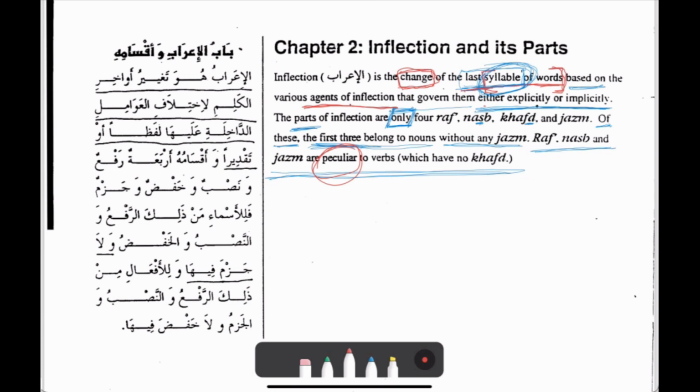Barakallahu feek. Okay, so we need to add those words to the roster. So it means that if we're going to implement these words here, then we need to take note that rafa', if we're going to translate it, it's going to translate this way or that way, depending on if you're talking about a noun or a verb. And nasb is going to translate one way or the other way if you're talking about a noun or a verb.